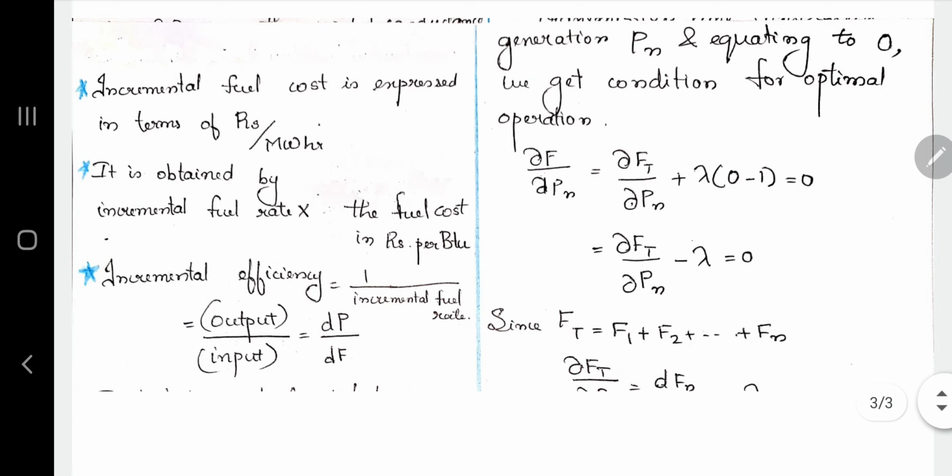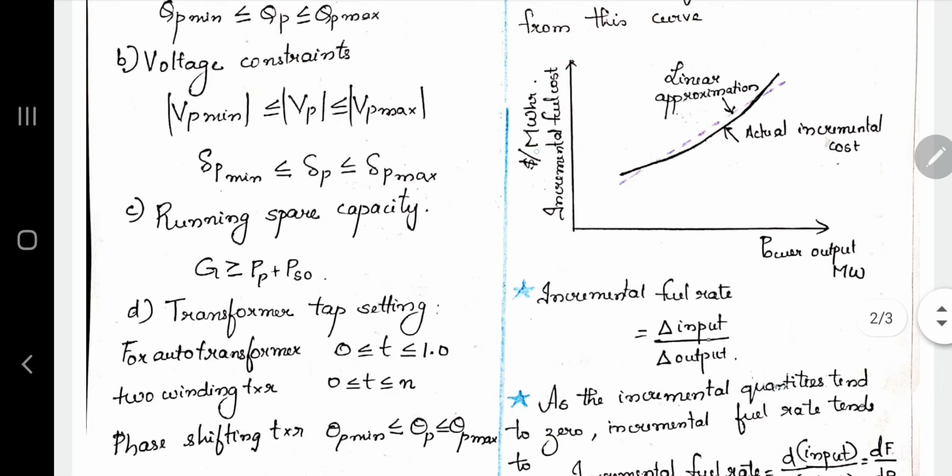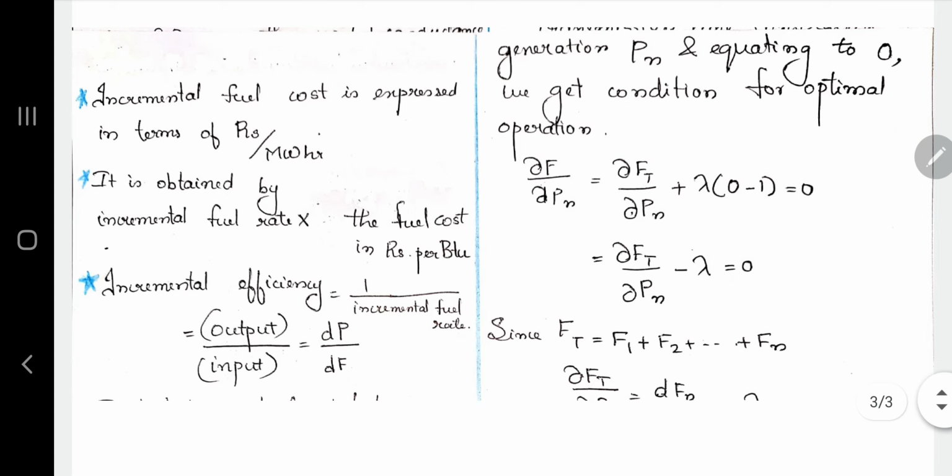The incremental cost is normally represented in rupees per megawatt hour, and it is obtained from the incremental fuel rate, which is already expressed in million BTU per megawatt hour. We can convert it into rupees by multiplying the incremental fuel rate with the fuel cost in rupees per British thermal unit, BTU.